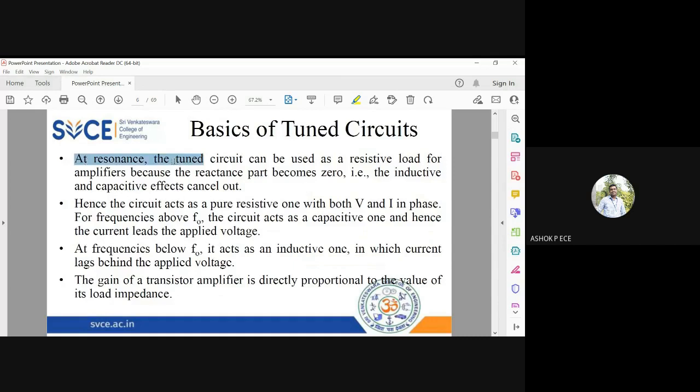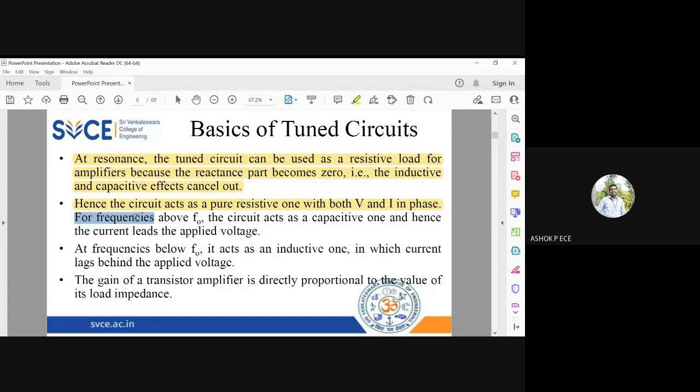At resonance, the inductive reactance and capacitive reactance of the tuned circuit cancel out. So at resonant frequency, the tuned circuit behaves like a pure resistor, because the reactance part becomes zero. A resistor is an element where voltage and current are in phase. So at resonant frequency, the tuned circuit acts like a resistor where voltage and current are in phase.